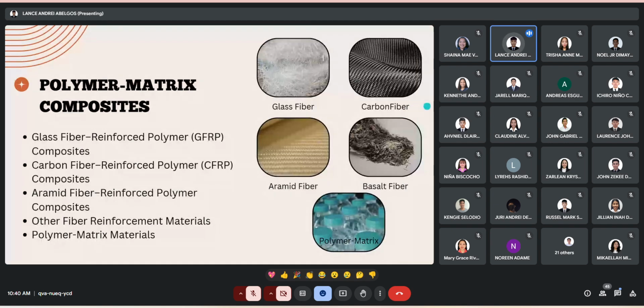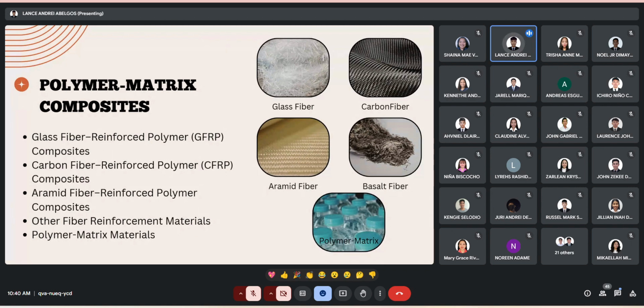And these are the types of polymer matrix composites. First is the glass fiber reinforced polymer or GFRP. These composites use glass fibers within a polymer matrix, providing strength, durability, and resistance to environmental factors. They are commonly used in automotive, marine, and construction applications due to their cost effectiveness and versatility.